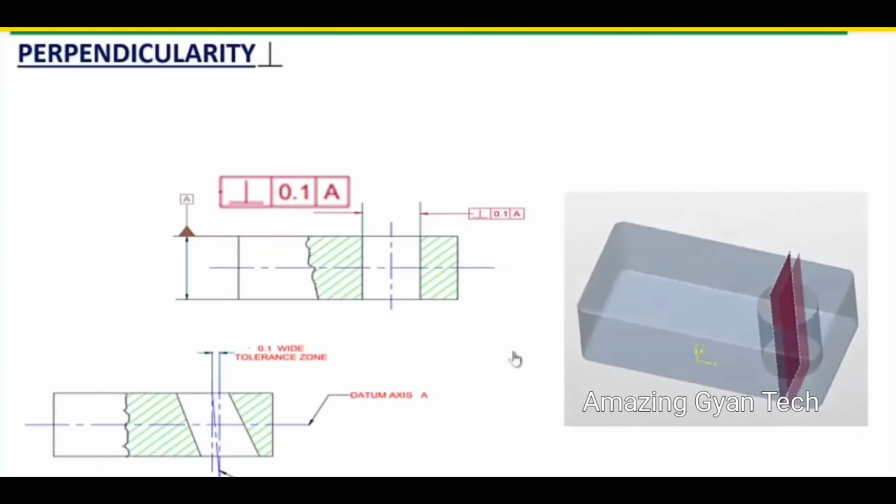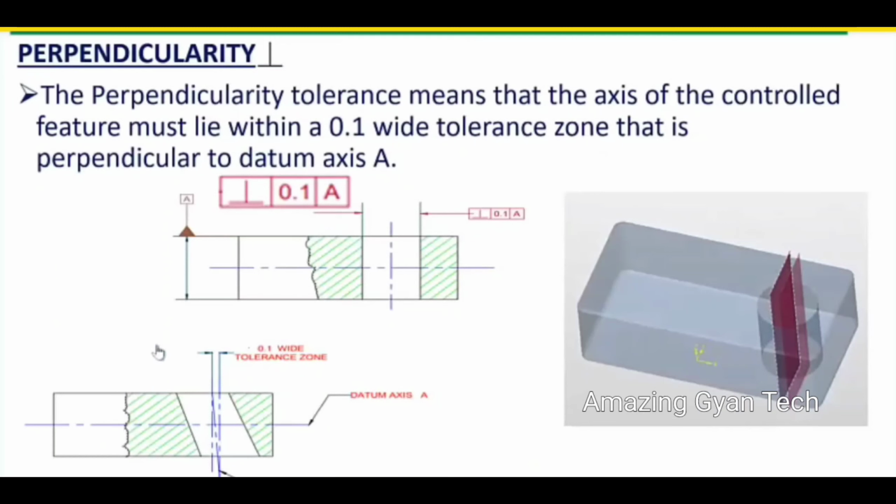Here it is applied to a whole feature. What it is trying to say here is that perpendicularity should be within a wide tolerance zone of 0.1 with reference to datum A. In this case, datum A is the top surface, and you have the whole axis.